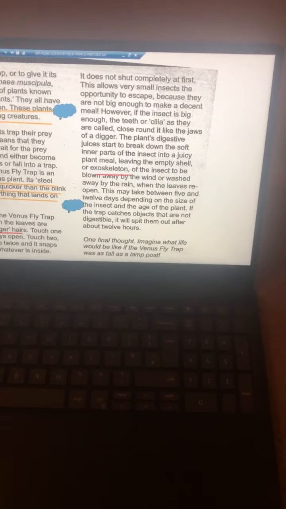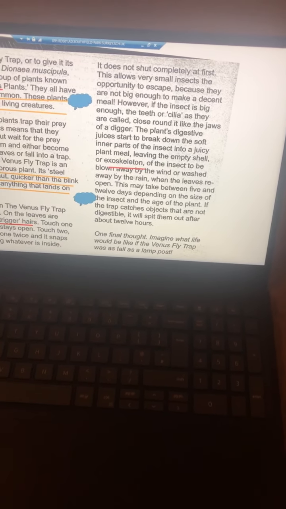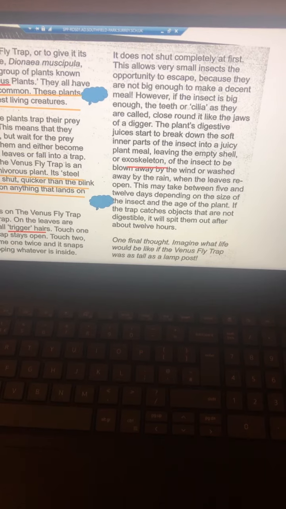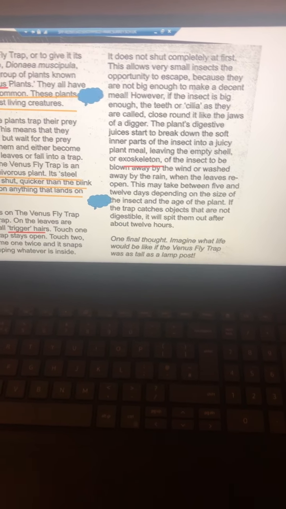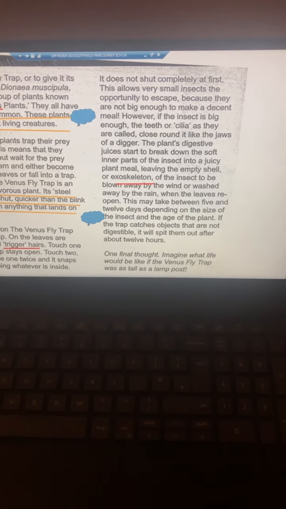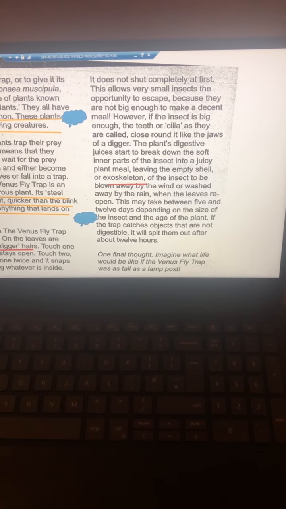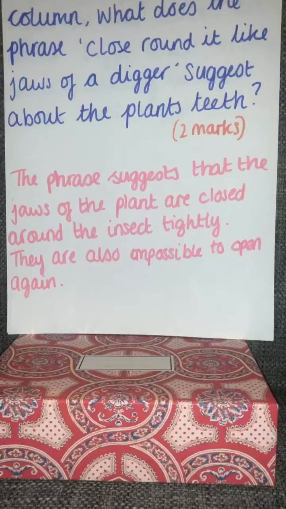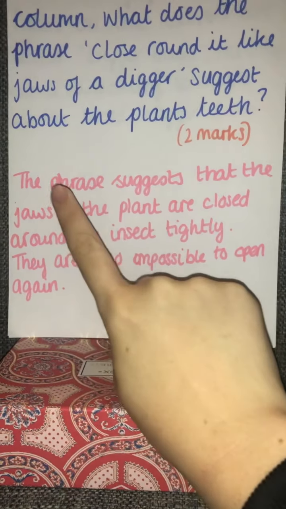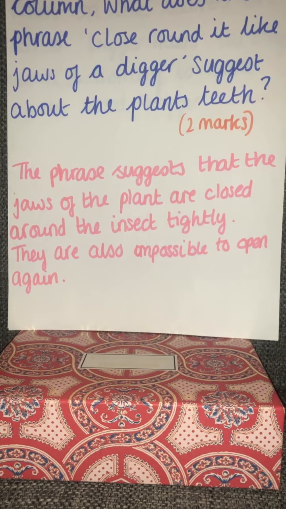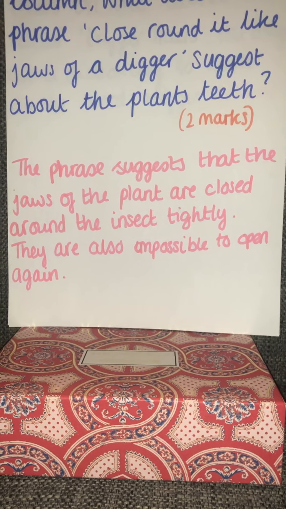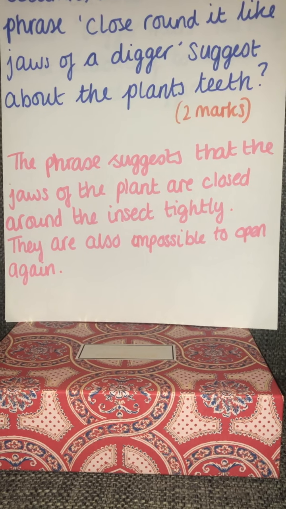Now I need to think about what I know about the jaws of a digger. Once those jaws have closed around something on a digger, for example sand or dirt or dust, it would mean that they would be really impossible to open up again and be gripping onto it really tightly. So there's 2 points there. In my answer, I have written: the phrase suggests that the jaws of the plant are closed around the insect tightly. They are also impossible to open again.